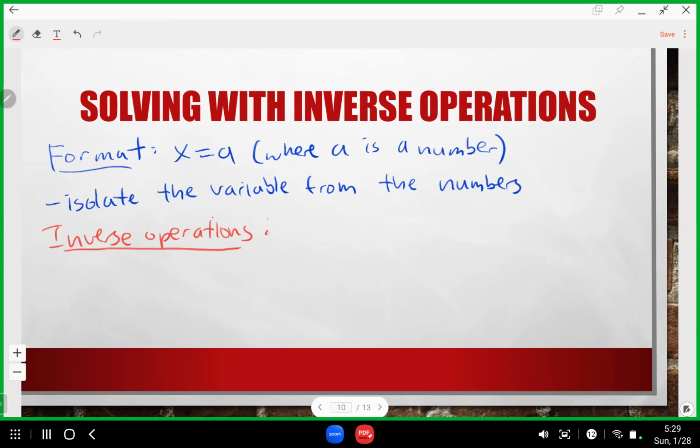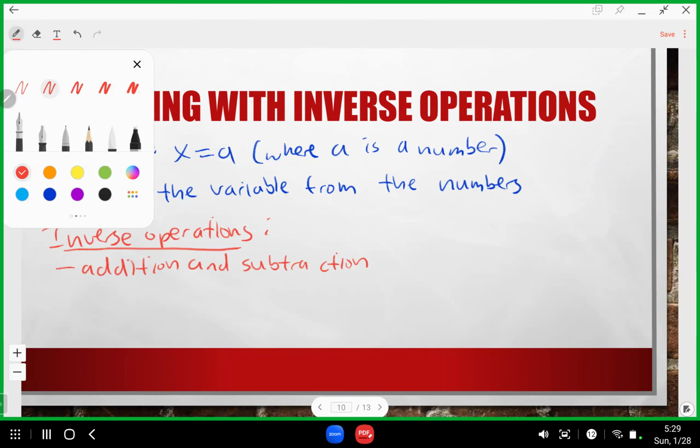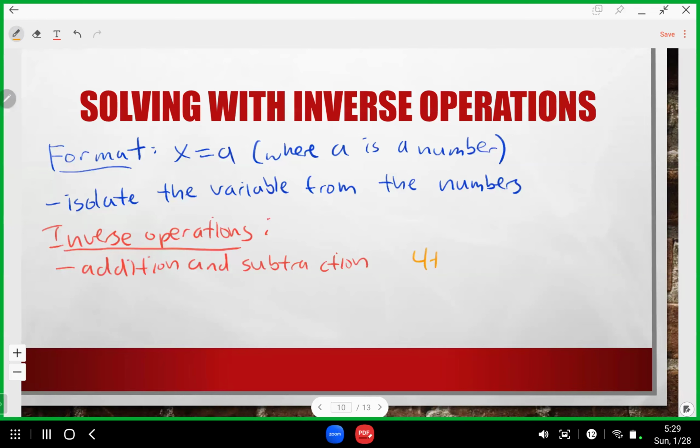One of them is addition and subtraction. The name implies that these are inverses of each other. They cancel each other out. What happens when you do 4 plus x minus x? It is still equal to 4. Inverse operations, addition and subtraction, cancel each other out.